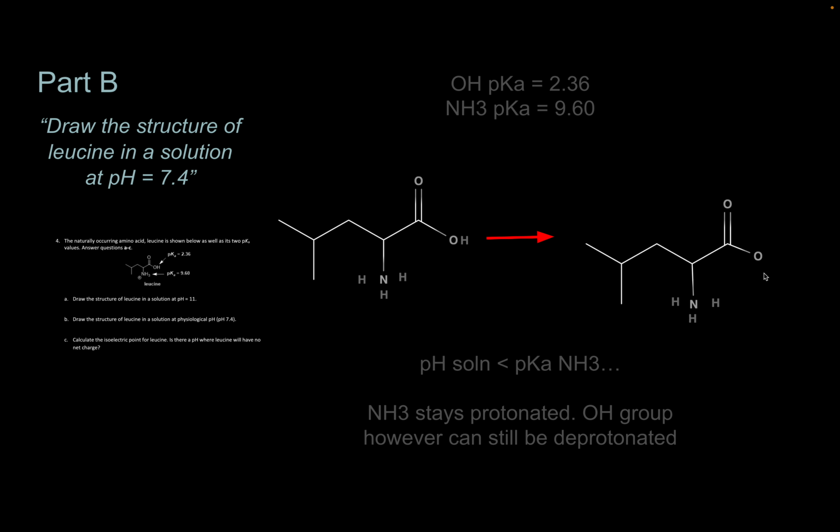And the OH group, or what was the OH group, is kind of the opposite. That OH group would prefer to get the pH down to 2.36, but it's not there yet. It's at 7.4. So it's going to keep deprotonating, or it tries to get that solution down to 2.36.